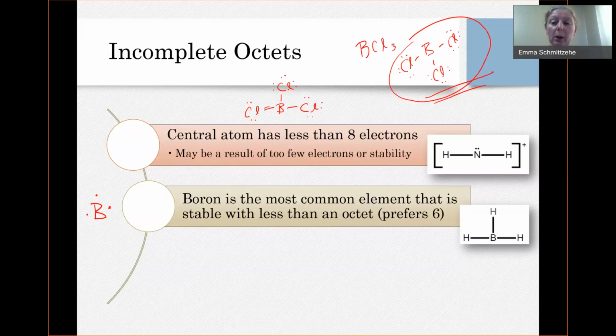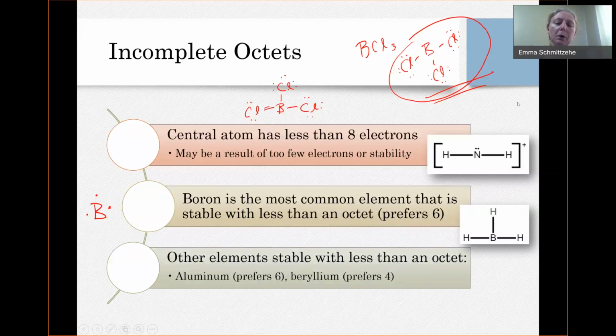A couple other elements you sometimes run across that prefer to have less than an octet are aluminum and beryllium. Aluminum is very similar to boron. It's directly below it on the periodic table, so it also only has 3 valence electrons, so 3 unpaired electrons, so it would prefer to only form 3 bonds.